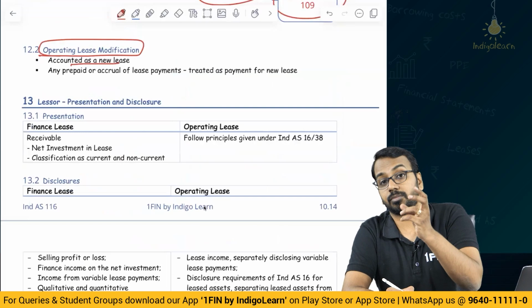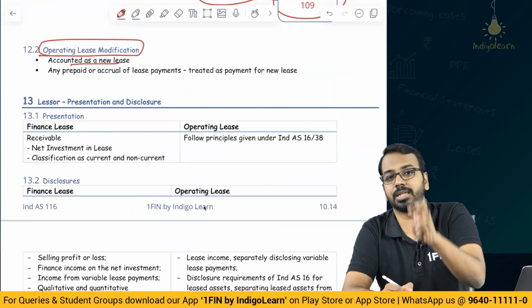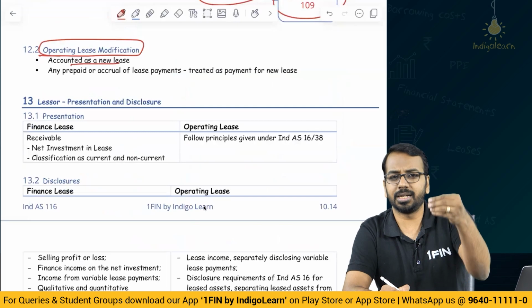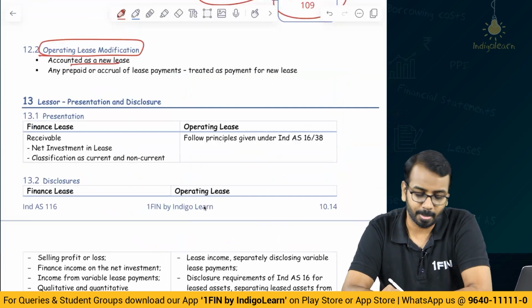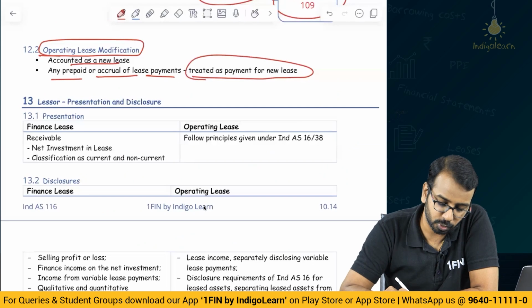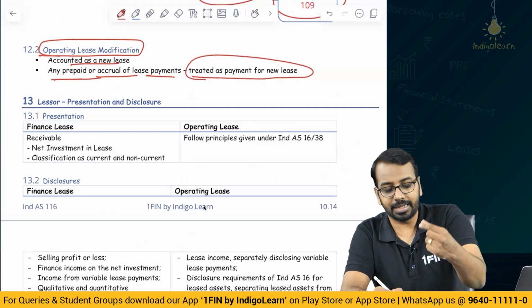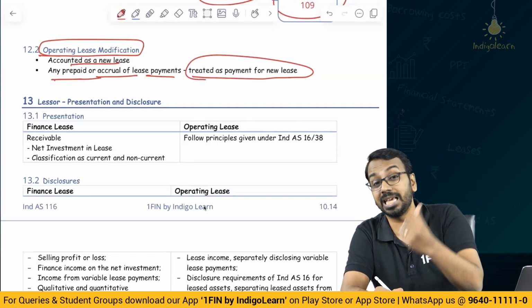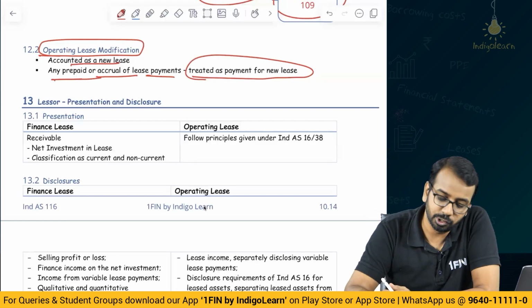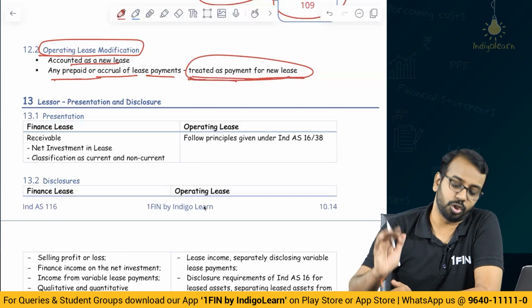If an operating lease has been modified, then there is no problem: account for a new lease. A new lease means you terminate the existing operating lease and account for a new lease. So, if operating became finance, terminate the operating lease and account for it as a finance lease. Any prepaid or accrual of lease payments is treated as payment for the new lease. So, if something is to be received from the lessee, or something has been received in advance, then you will treat it as a payment towards the new lease.